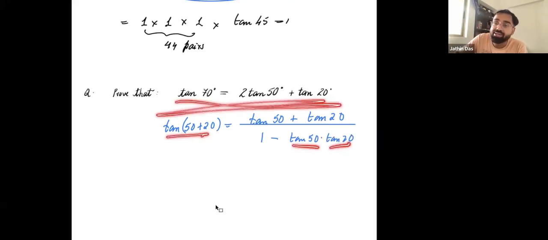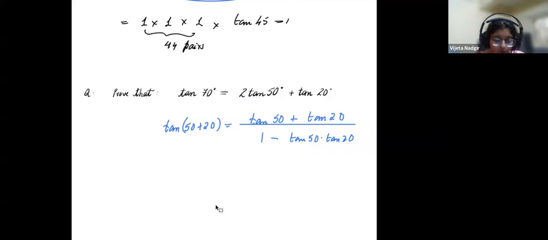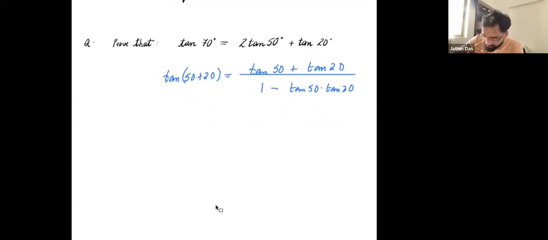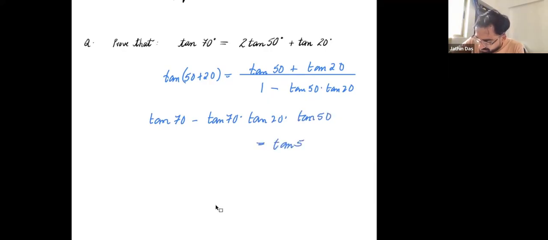And then I took it as cot, like tan 90 minus 20. So tan 70 minus tan 70 into tan 20 into tan 50, correct? Is equal to tan 50 plus tan 20. And you took this as 1.